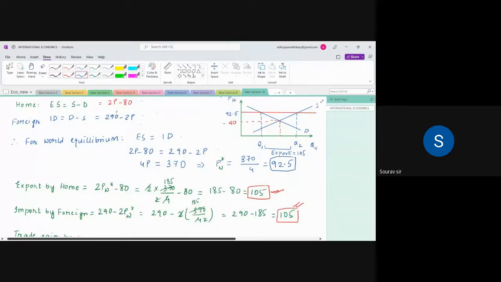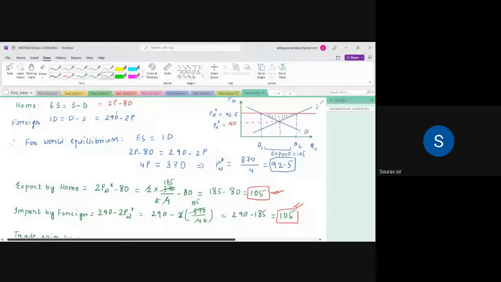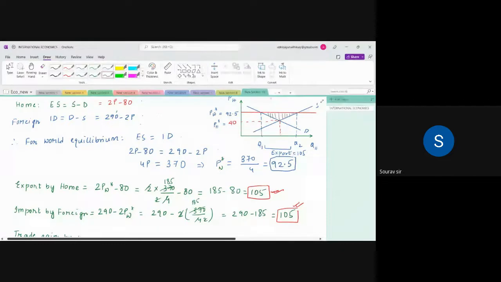This is my autarky price, which is 40. This is my world or international price that is coming. Do you remember, Pracheta, that we had discussed that this triangle is what represents the trade gain? It's the additional amount of welfare that we are getting when the economy moves from closed trade to open setup. So how do we find out this area? This is basically a triangle, so that will be half into base into height. The base denotes the volume of export, and the height is the price difference, P world minus P H.